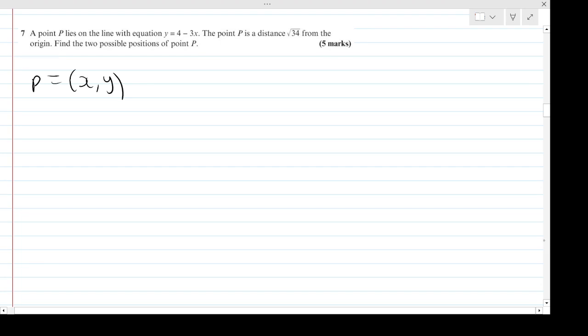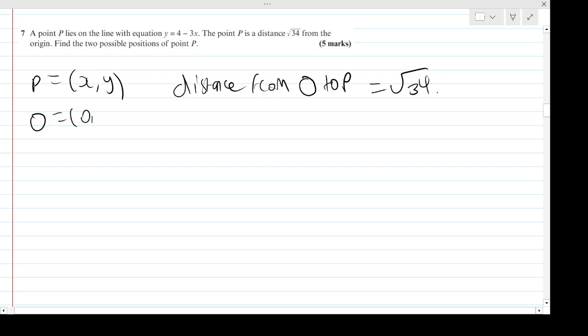So that means the distance from the origin O to P is equal to root 34. Well, we know the origin is just (0, 0). So then we've got two points. Again, we don't know what exactly P is, but we have two points, so we can use the distance formula.